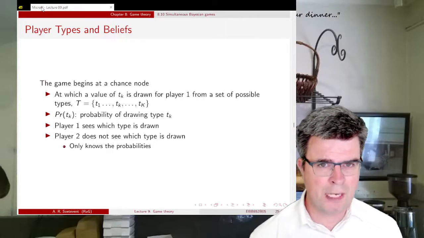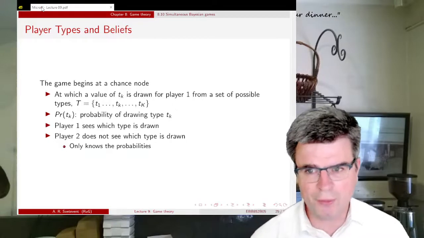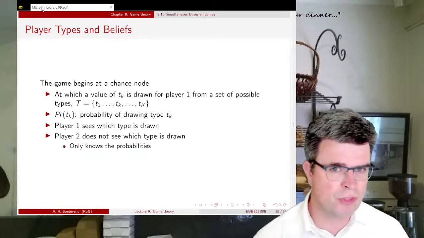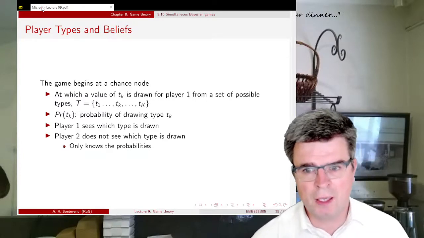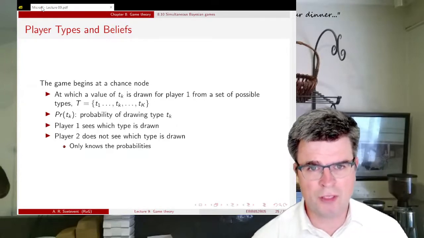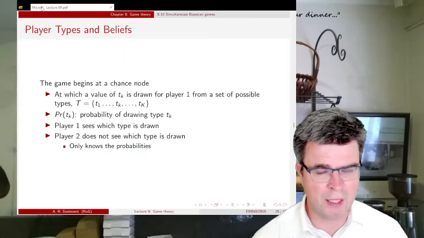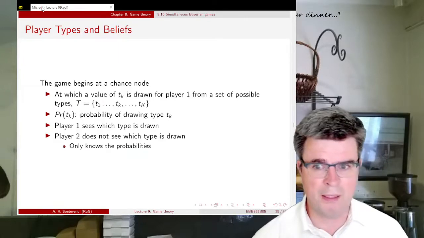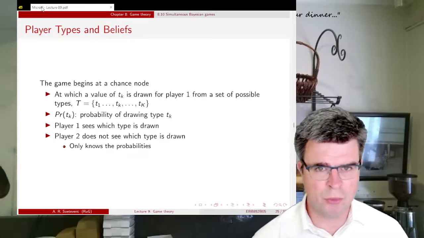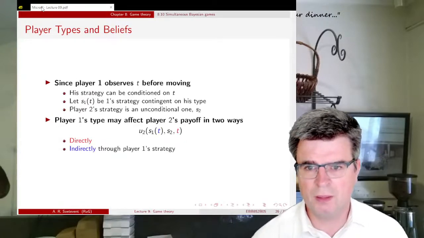So this game begins at a chance node, meaning that nature will decide the type of player 1. So nature draws a type from a set of possible types T1 till, say, Tk. And the probability that player 1 is of a certain type is information that's known also to player 2. So the probability that player 1 is of type Tk is Pk. Player 1 observes the type that is drawn, and player 2 does not observe this, but does observe the probabilities.